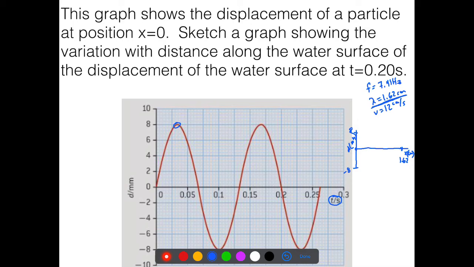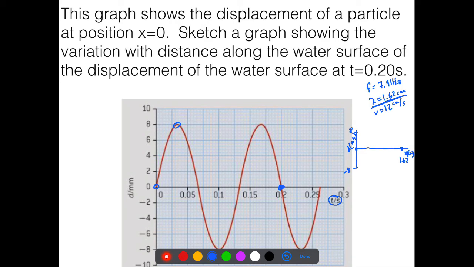Well, if we look at the original graph, we see that this point right here is starting at 0, 0. So that means at the beginning, at time, well, we want to look at time 0.2. So time 0.2 would be this point in time right here. Okay, so I see that the particle, which I'm going to put at the very beginning here, has a displacement of 0. So I know I'm going to start at 0, 0.